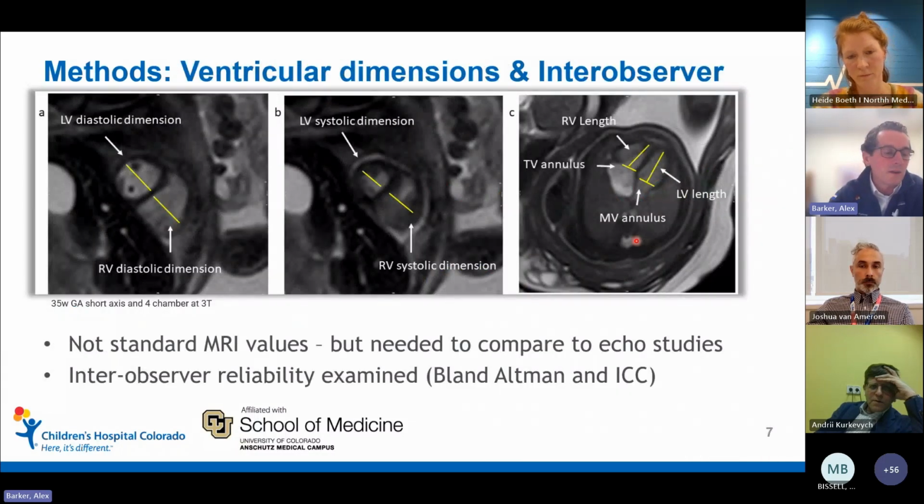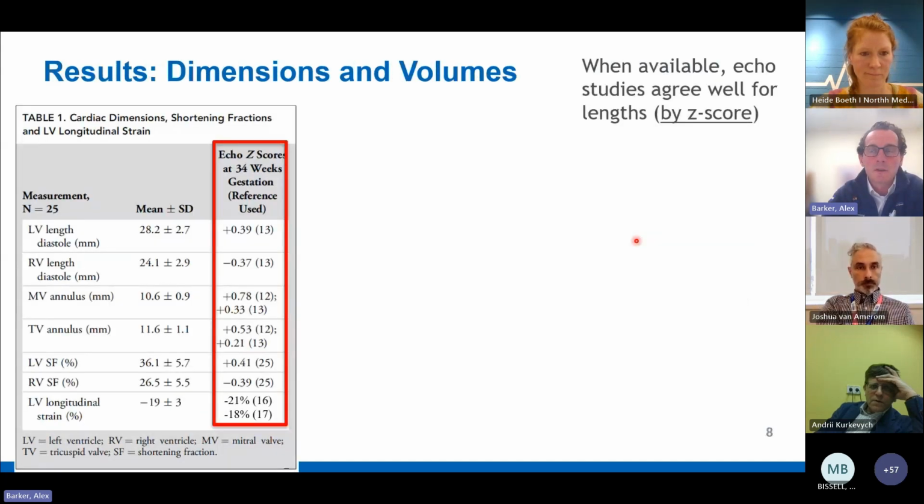What we did that was not standard for fetal CMR, or not standard for CMR in general, was we needed to compare our measurements to echo studies. And echo studies also do a number of two-dimensional lengths, where we show some of those dimensional measurements here in this graphic. And this was really to validate that what we were getting with CMR corresponded to what we see with echo. We performed inter-observer reliability using Bland-Altman and intraclass correlation.